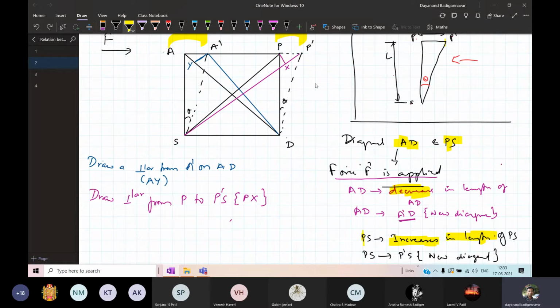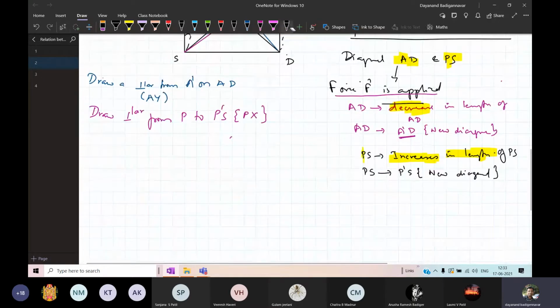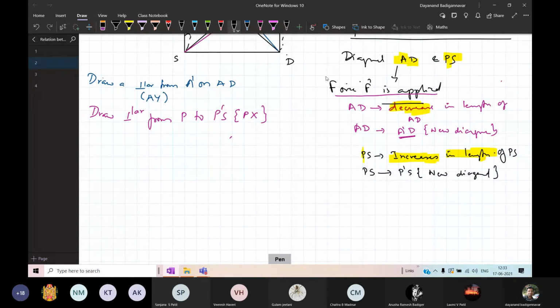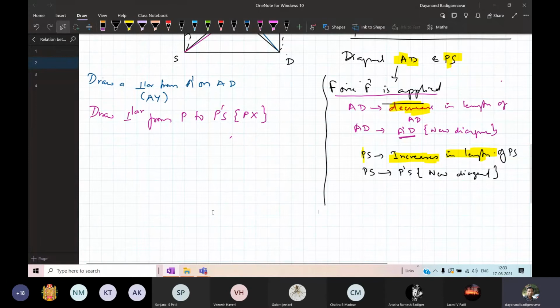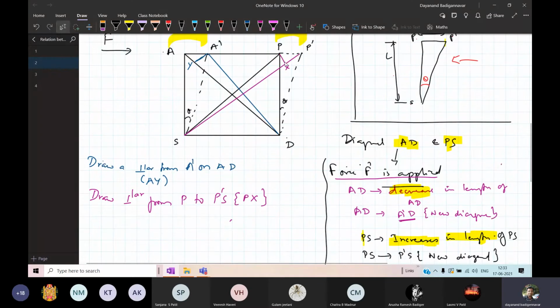Once I draw a perpendicular, I can easily note how much is the decrease in the length. Okay, are you following, students, how to do it? Yes, sir. Now you go for the calculation of the length. How much is the increase and decrease in the length?